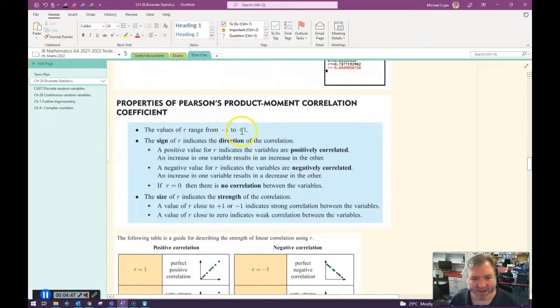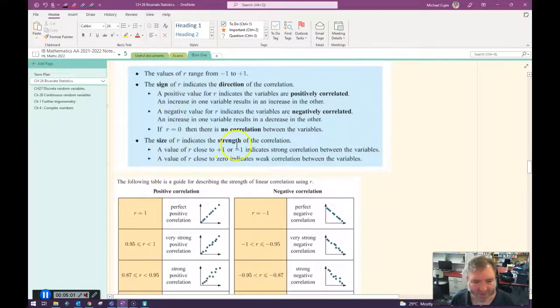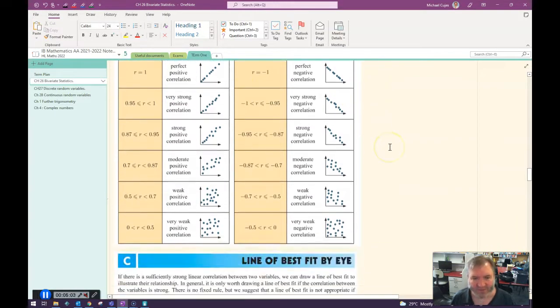It gives us a number between -1 and 1. The closer to either 1 or -1, the stronger the correlation. The closer to 0, the weaker the correlation. Positive value for R, positive correlation. Negative value for R, negative correlation. And you can see some good examples there.